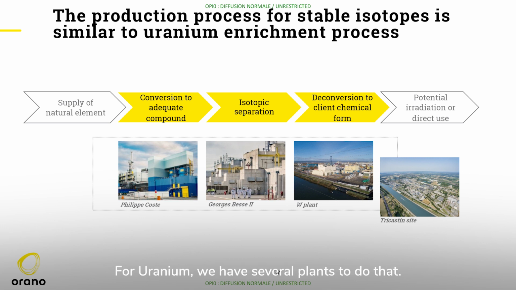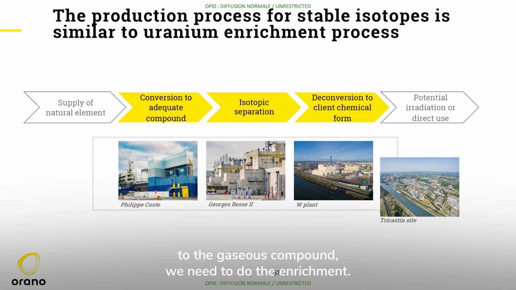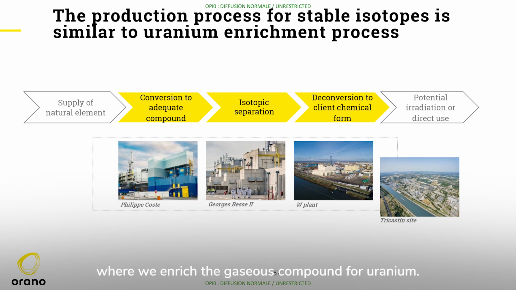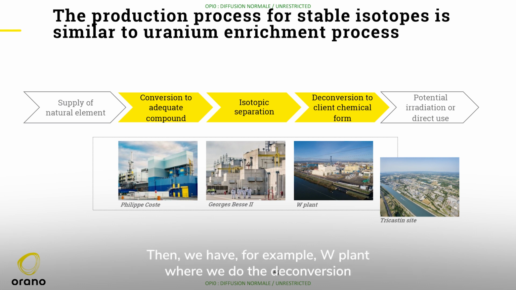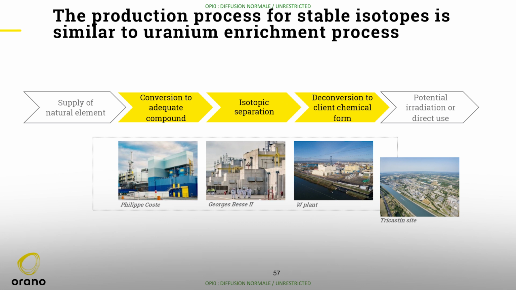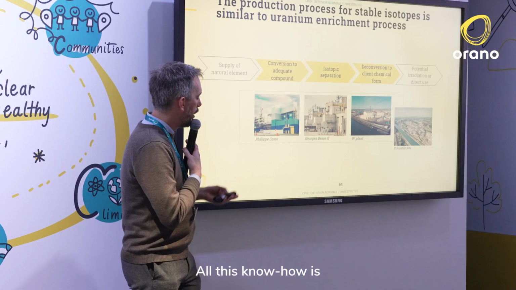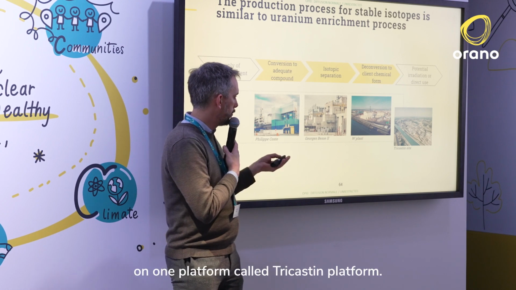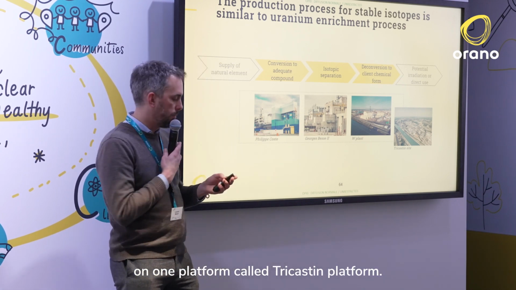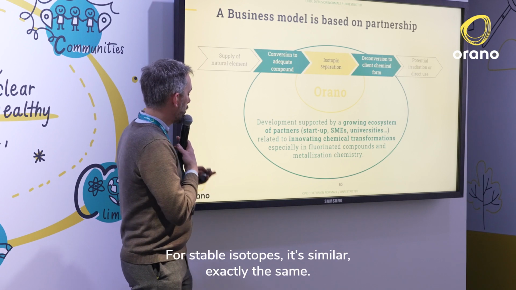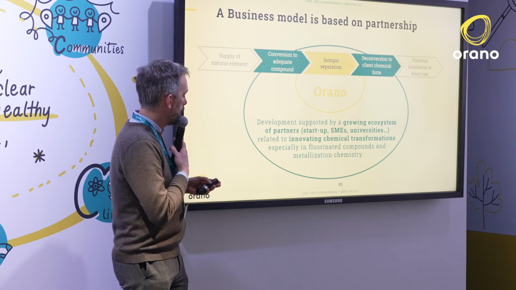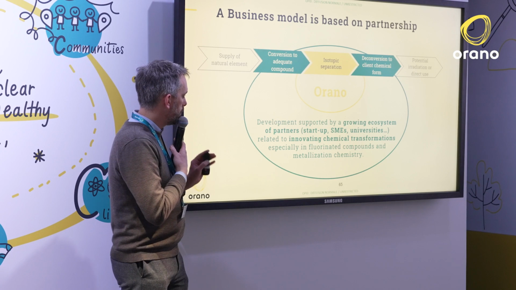For uranium, we have several plants to do that. We have Philip Cost, which transforms natural uranium into the gaseous compound we need to do the enrichment. After, we have George Best II, which enriches the gaseous compound of uranium. And after, we have, for example, the W plant, which does the deconversion of one part of the uranium. All these competencies are on one platform called the TrueCustom platform. For stable isotopes, it's similar, exactly the same.